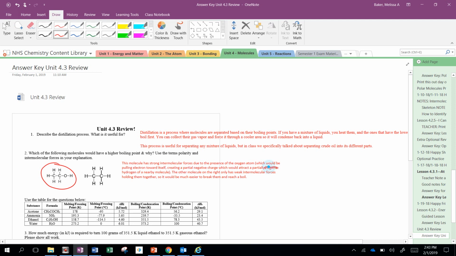I just saw that there's a typo here. It will attract a partially positive hydrogen of a nearby molecule.